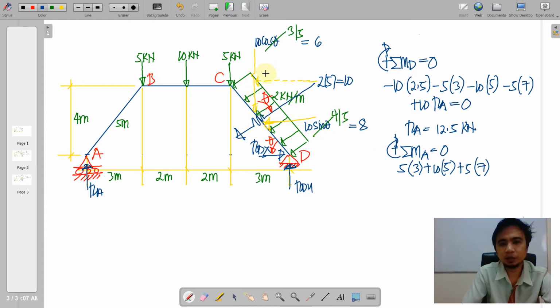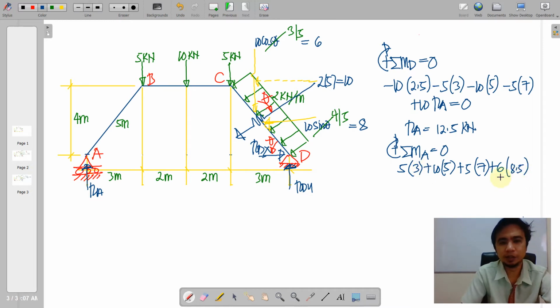So starting with the vertical component, we have this 6 here will generate a clockwise rotation. So that is positive 6 times moment arm. So we have 3 plus 2, that is 5, plus 2, 7, plus half of 3, that is 8.5.